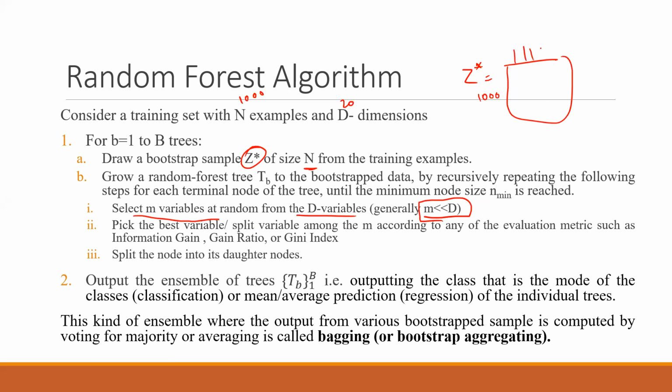It means that you have to use only very few columns, not 20, maybe 5 we are using out of 20. So this is my small m, right? And 5 is very small compared to 20. So this statement stays. What it means is grow a random forest tree TB to the bootstrap data by recursively repeating the following. So you have to recursively use all these steps and get the work done until the minimum node size n min is reached.